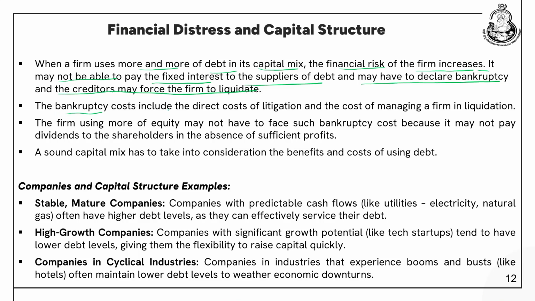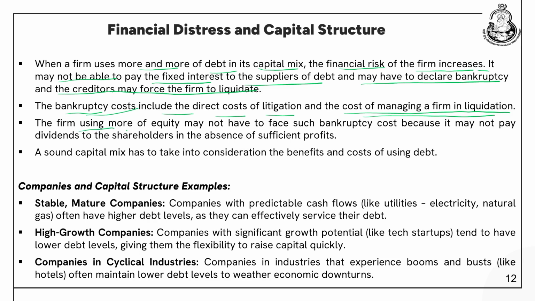The bankruptcy costs include direct cost of litigation and the cost of managing a firm in liquidation. So, when a firm turns into a state of bankruptcy, there are direct costs associated with litigation. Litigation means the company has to hire lawyers, they have to pay the fees to them, there are certain expenses related to court and all those things. So, this is the direct cost associated with litigation, and they have to also manage a business in the event of liquidation. So, these are the costs associated with the bankruptcy.